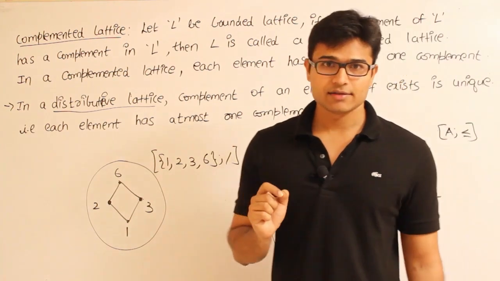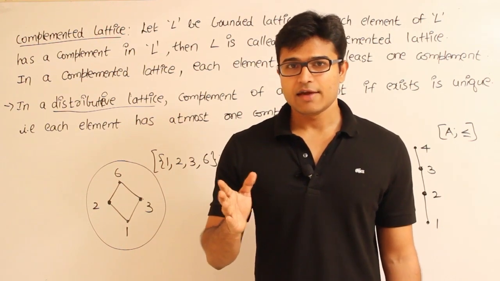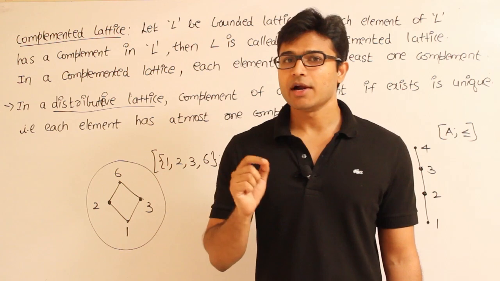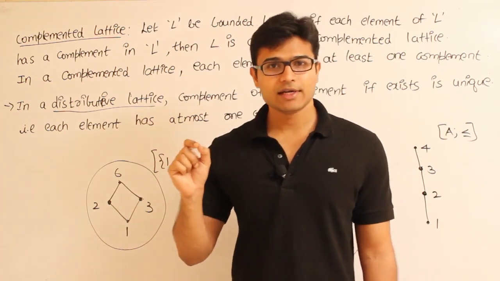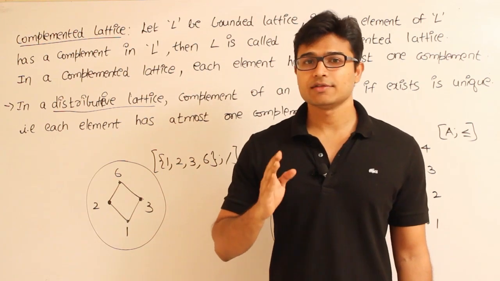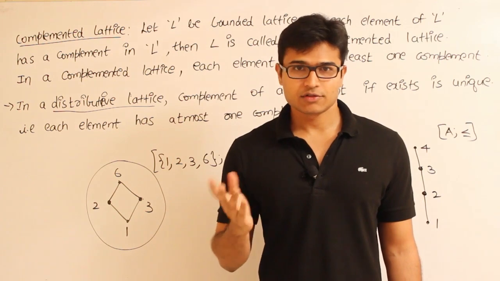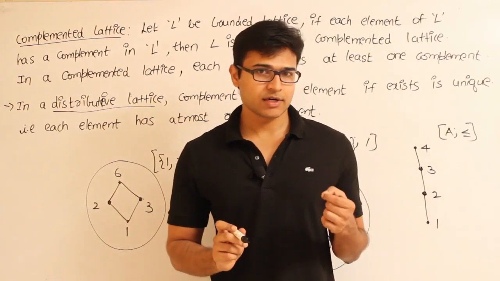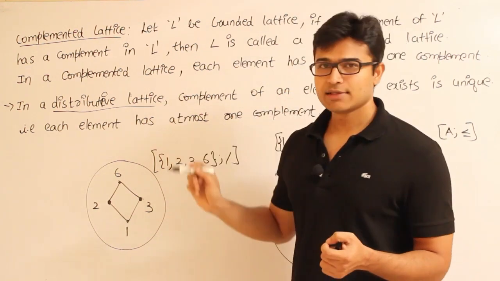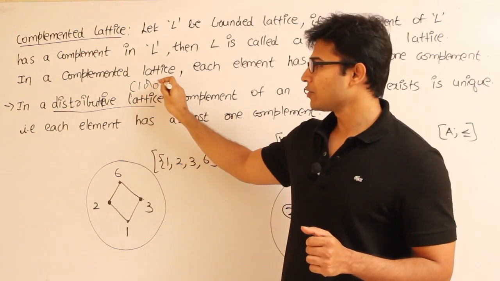In a distributive lattice, it is not necessary that every element should have a complement, but in case an element has a complement, it should be unique, which means no element is supposed to have more than one complement. They may have 1 or 0, right? So you can remember it this way. In a distributive lattice, every element can have either one complement or 0 complement.